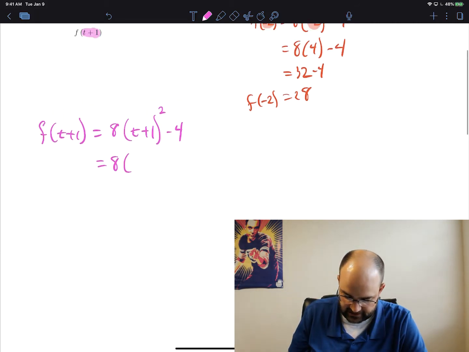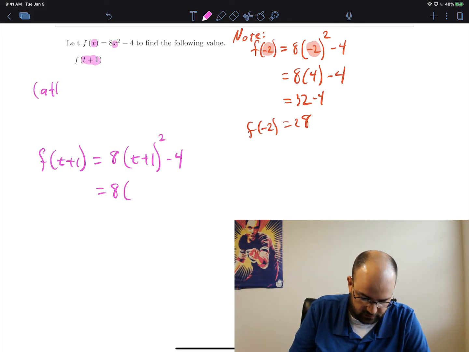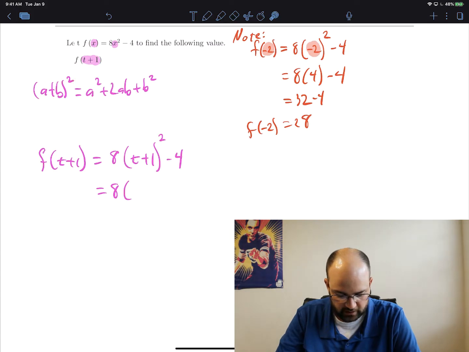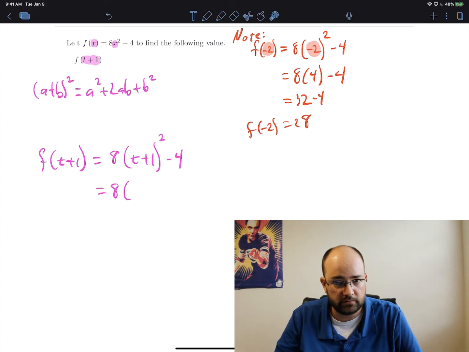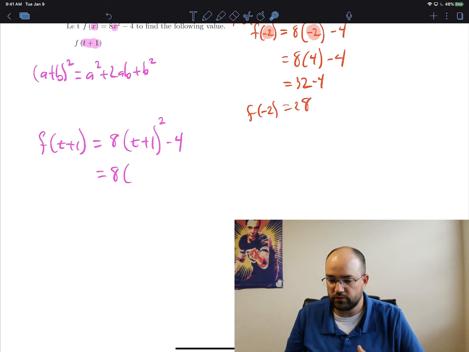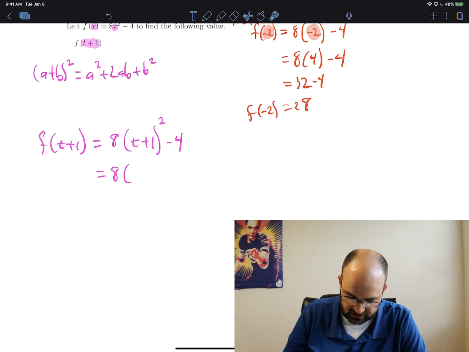There is a formula that you're going to want to know. A plus b squared is a squared plus 2ab plus b squared. Okay, this is just the square of a binomial. It's going to happen a lot. You're going to want to know this. You can FOIL this out if you want. t plus 1 times t plus 1, distribute the t, distribute the 1, combine like terms. Not a lot of fun. There's a quicker way. My recommendation is to do this.